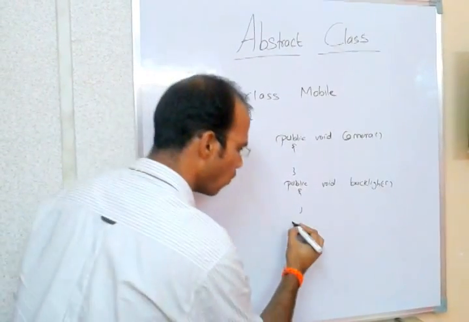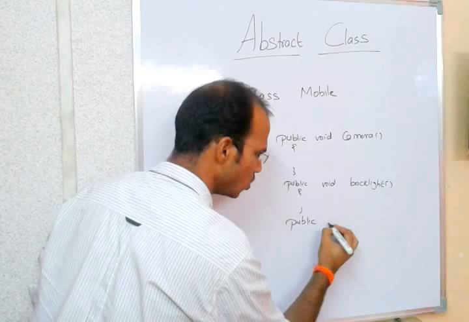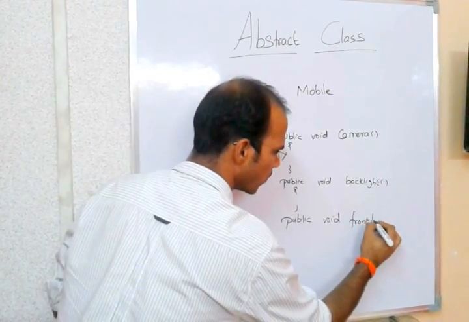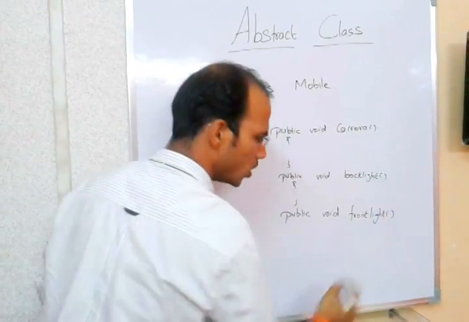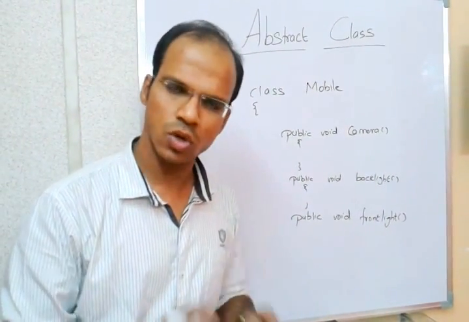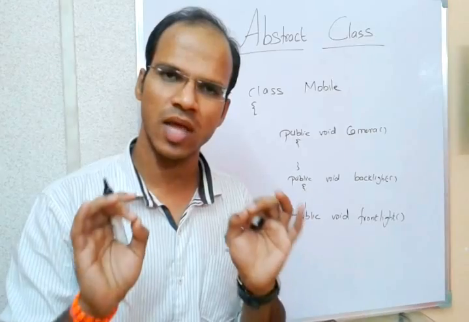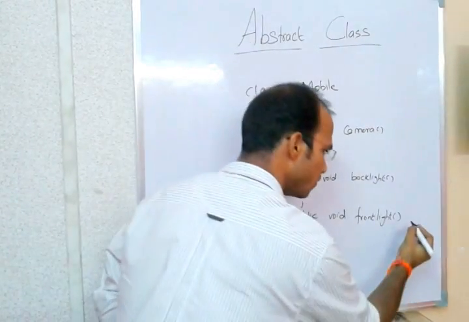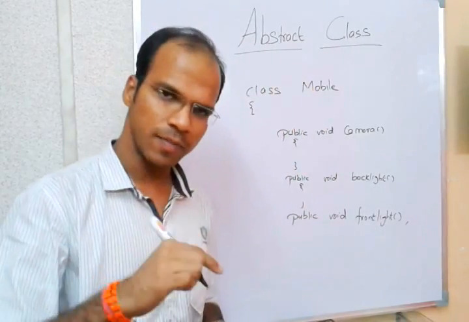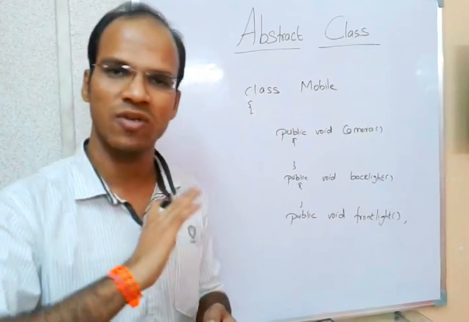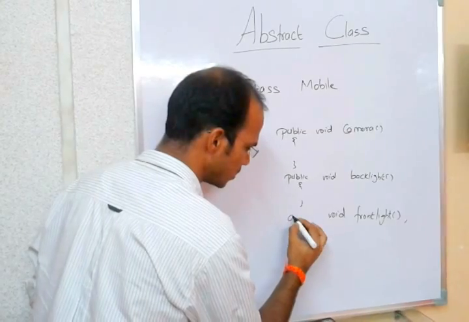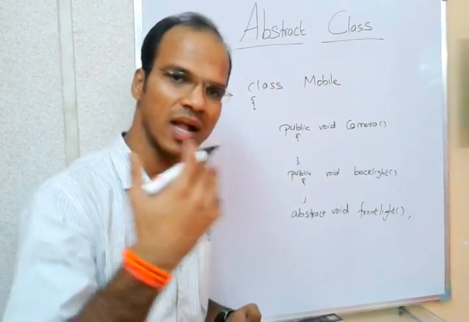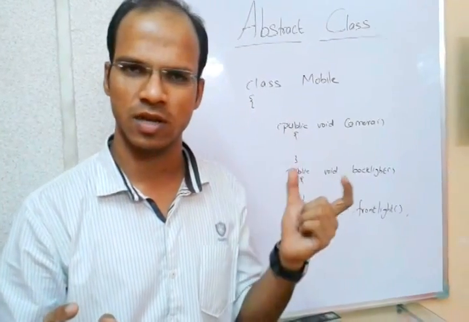You don't know what your front light will do, so you have public void front light. Now here you don't know what front light does. You only know there should be something called front light. That means you don't know how to define it, so you have to declare it. A method which is declared, and you cannot define it, is called abstract. So the method which is only declared and not defined is called an abstract method.